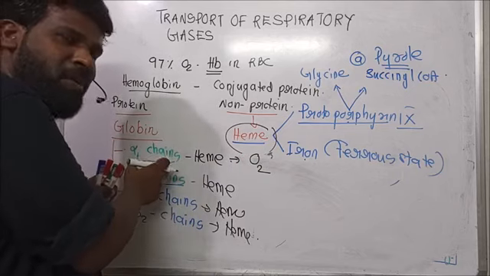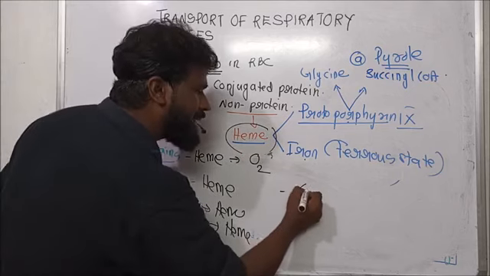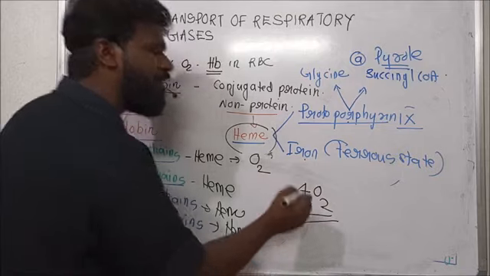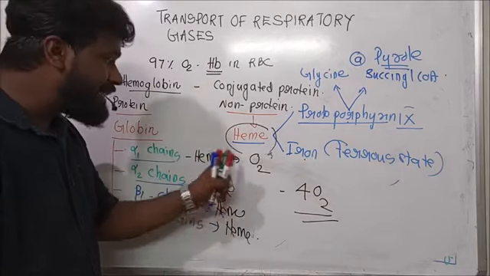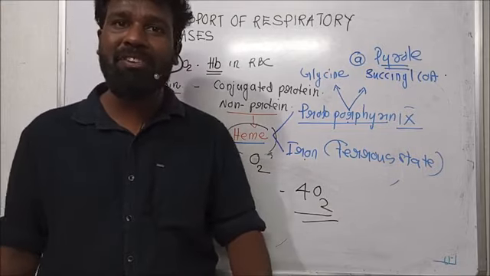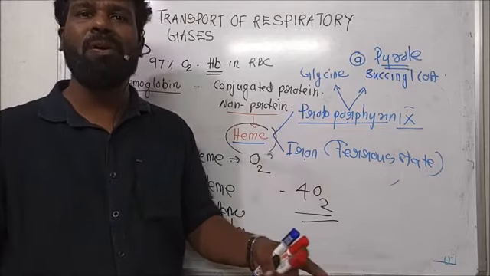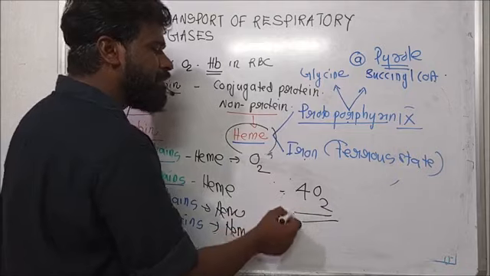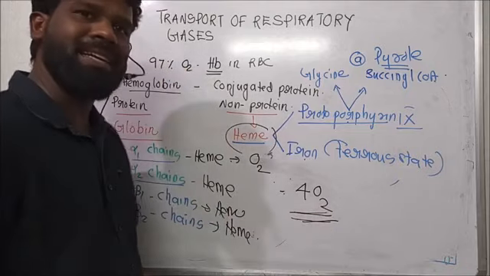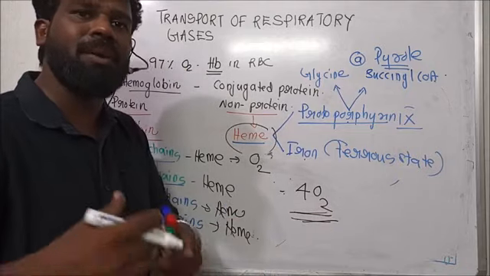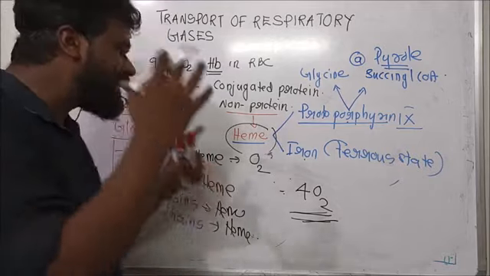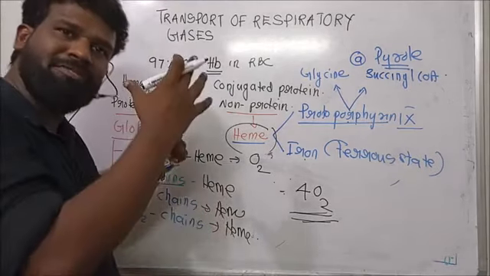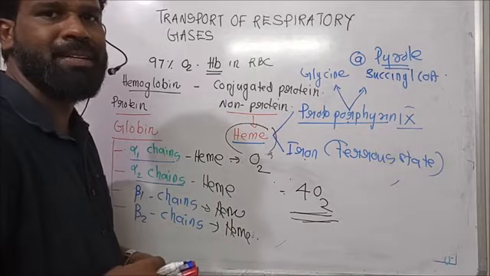Thus a single hemoglobin can carry a maximum of 4 molecules of oxygen, because a single hemoglobin consists of 4 heme and each heme can carry 1 molecule of oxygen. Therefore a single hemoglobin can carry a maximum of 4 molecules of oxygen. This is the fully saturated form of hemoglobin with oxygen. When 4 molecules of oxygen are combined with the hemoglobin, it is known as the fully saturated form of hemoglobin.